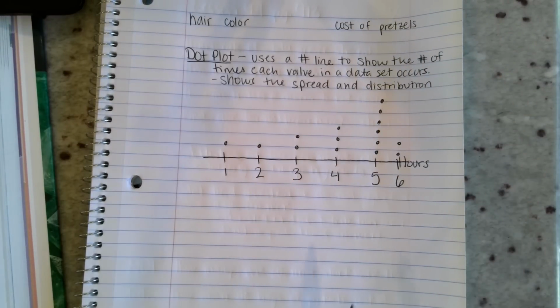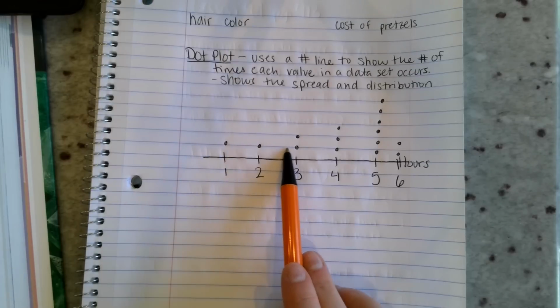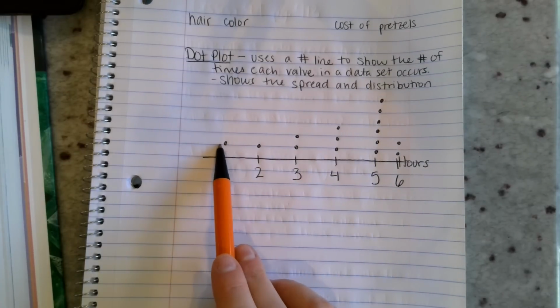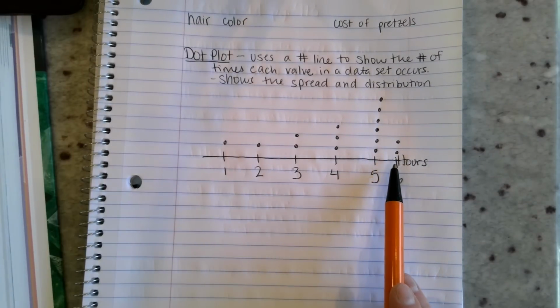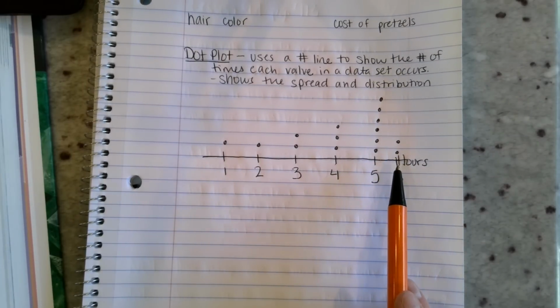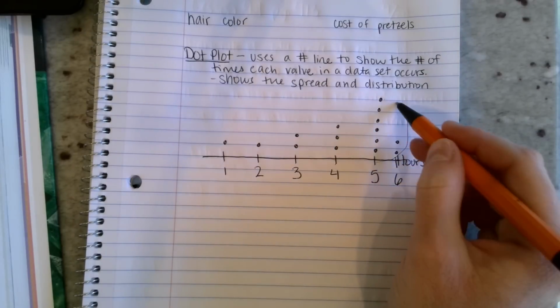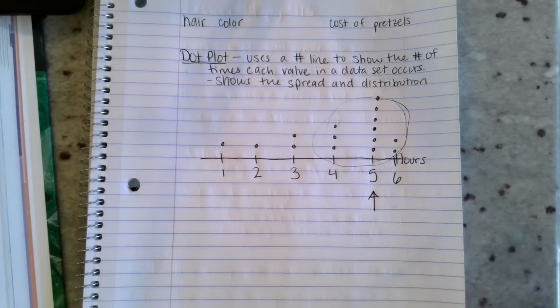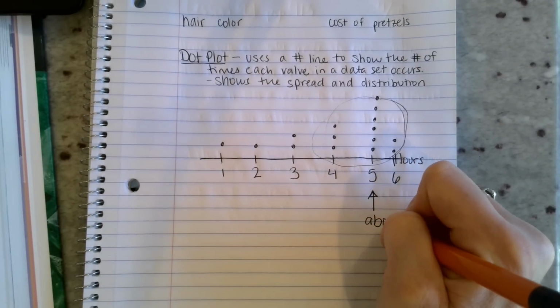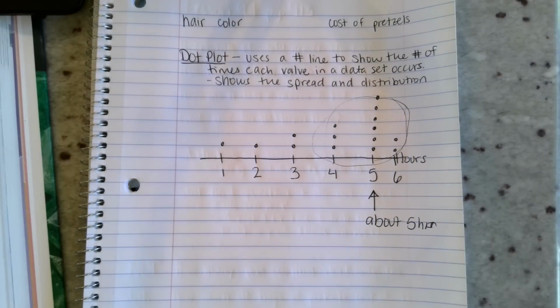Okay, so see, you can use your lined paper to help you keep your dots in the right order. I could have done a better job of that. But looking at this, how many hours does a typical 6th grade student spend exercising during a week? You can kind of see the cluster is right here, and then the peak is right here. So your answer would be about 5 hours. That would be the answer to your statistical question, about 5 hours.